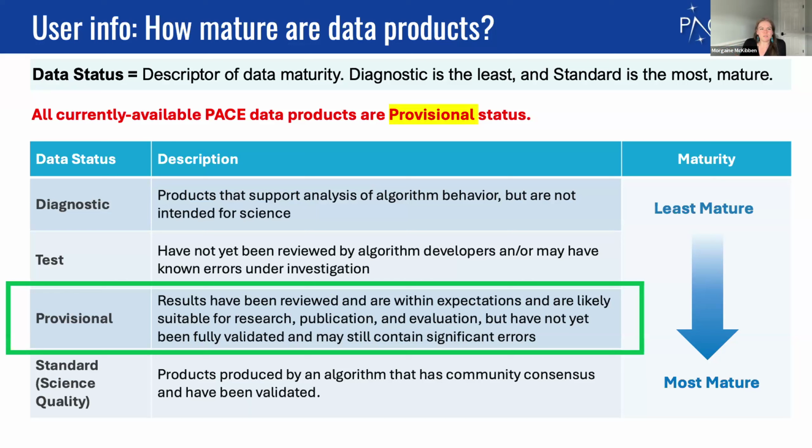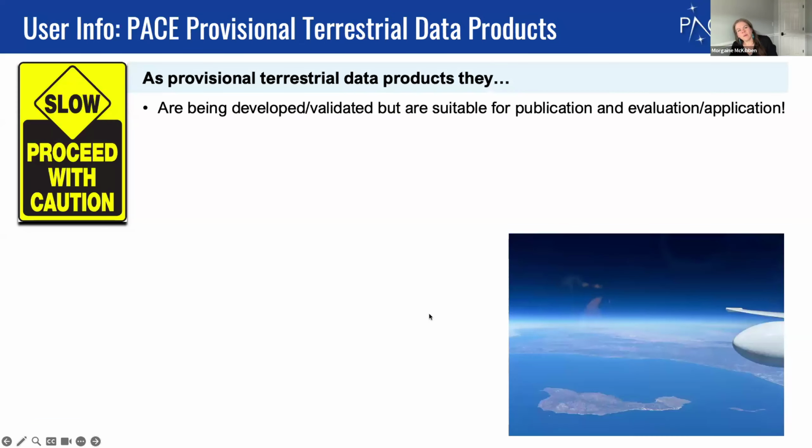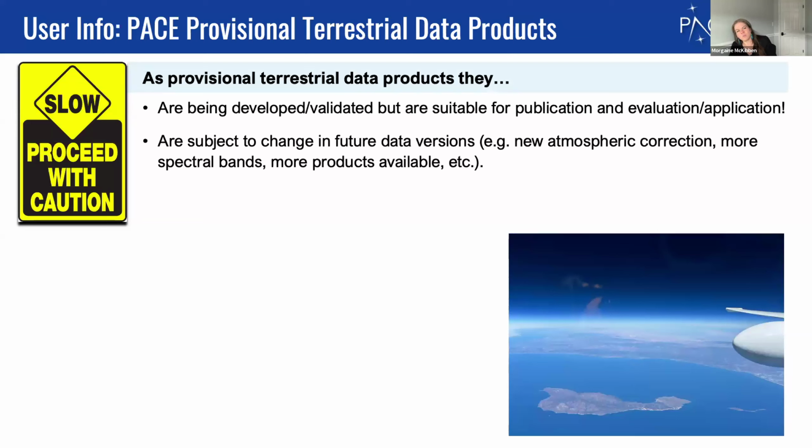They're within expectations, suitable for research, publication, evaluation. But there is still some validation to go, and there could be significant errors, so keep that in mind. As you can see, this shows a level where the next level is standard science quality. So this is one tick below that. And I already defined what provisional means.